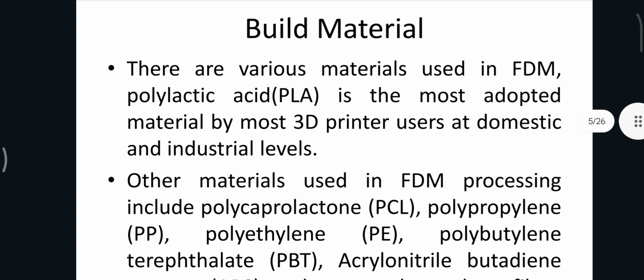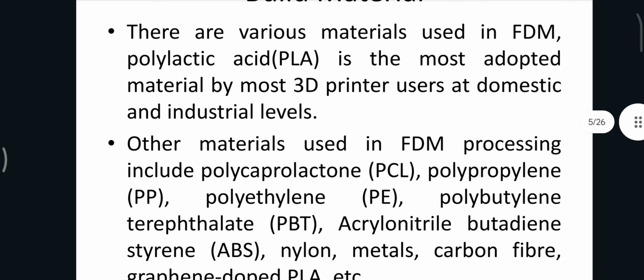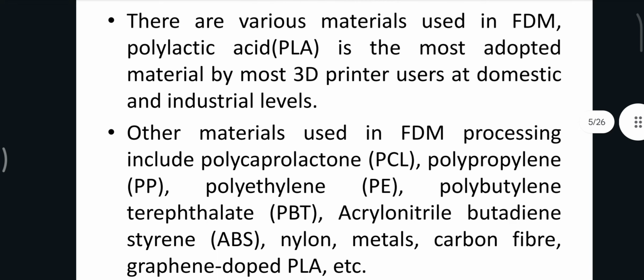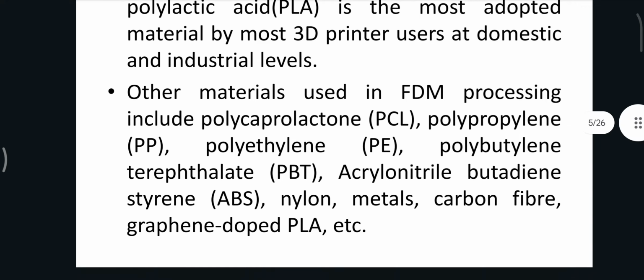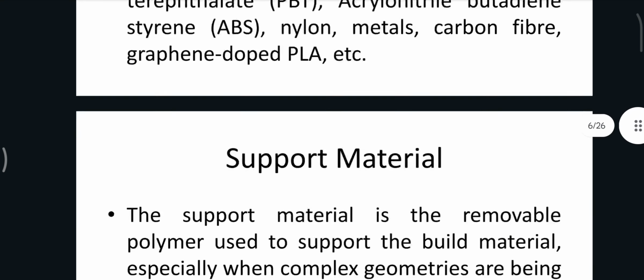Build material. There are various materials used in FDM. Polylactic acid (PLA) is the most adopted material by most 3D printer users at domestic and industrial level. Other materials used in the FDM process include PCL, PP, PE, PVT, ABS, nylon, metal, carbon fiber, graphene, doped PLA, etc.